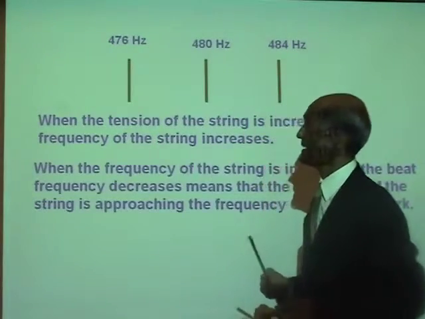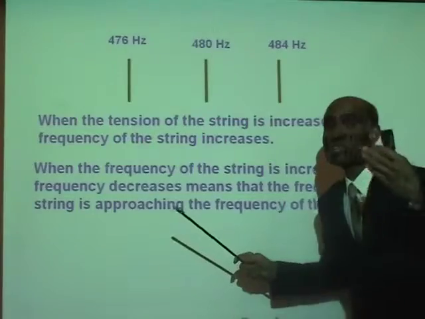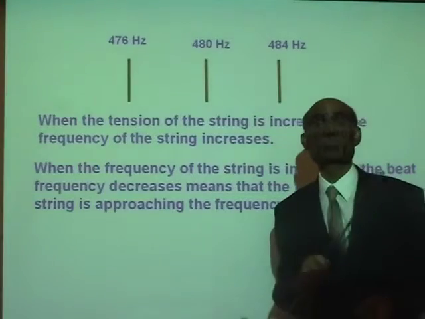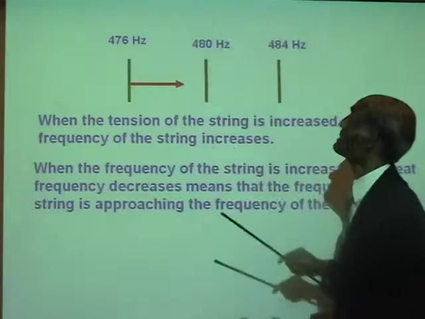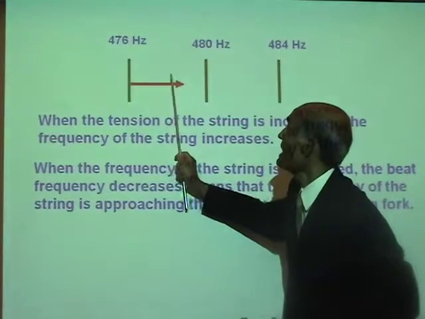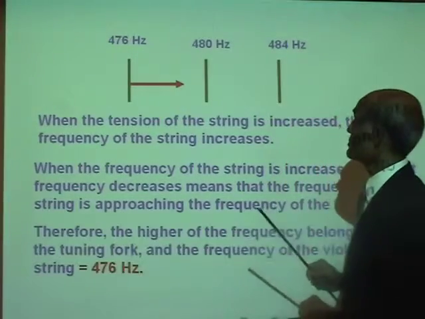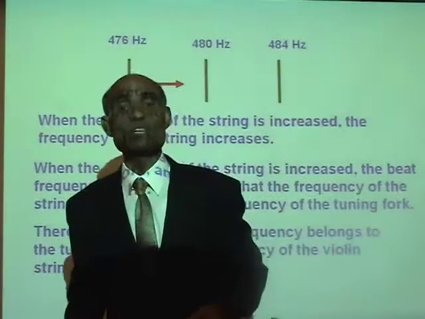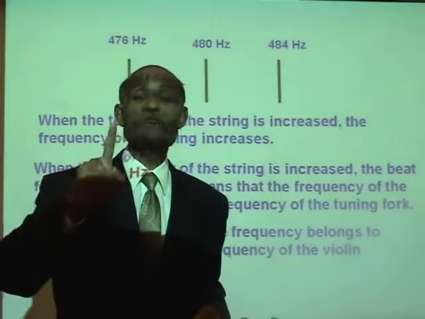Now, what happened actually? When the frequency of the string is increased, the beat frequency is found to decrease. Therefore, tell me which of these values is the actual frequency of the violin string. Well, this is the frequency of the violin string, because from 476 you increased it slightly, then the beat frequency decreases. So this is the value of the frequency of the violin string and not this. So the frequency of the violin string is 476 Hertz.